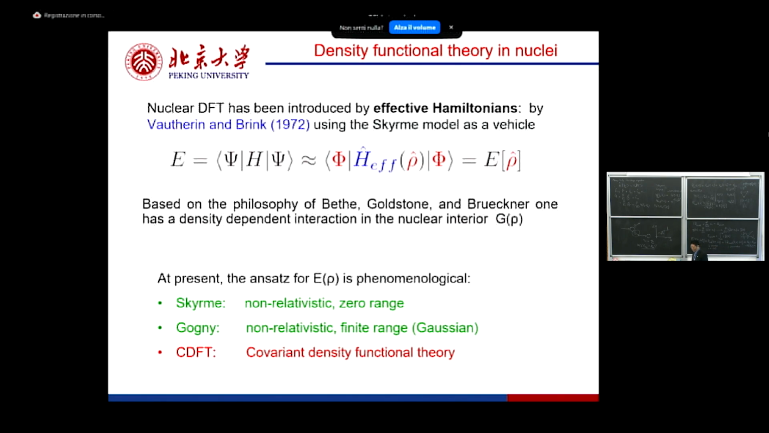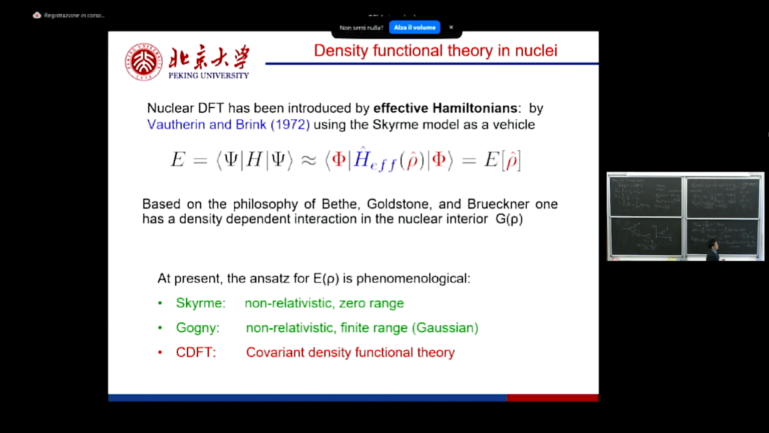In fact, this introduction of the effective Hamiltonian was done in the 70s, right? So at that time, we already knew the exact nuclear interaction cannot be solved so easily. Therefore, people started to use the so-called effective interaction. One of these is definitely the Skyrme interaction. Vautherin and Brink, in fact, already solved this Skyrme density functional, and at that time they called it Skyrme Hartree-Fock. They already solved that for spherical nuclei and so on.